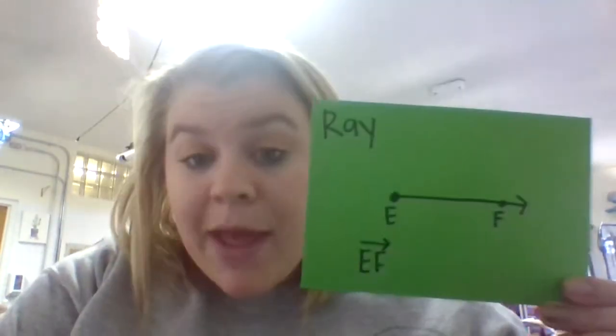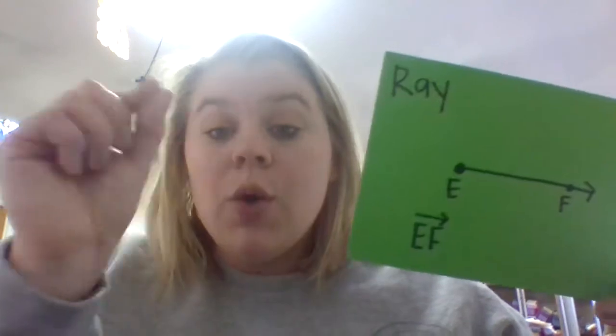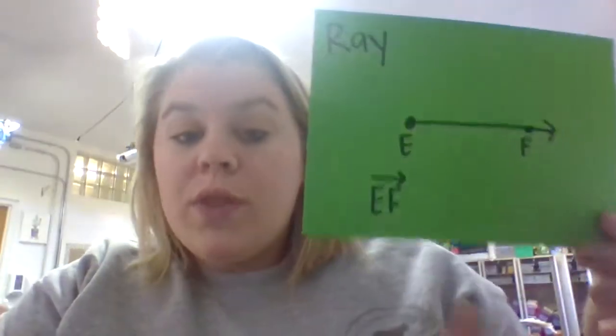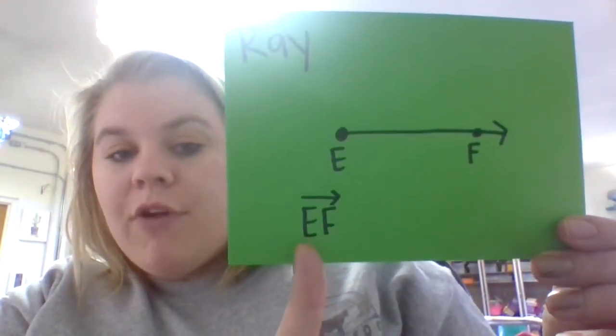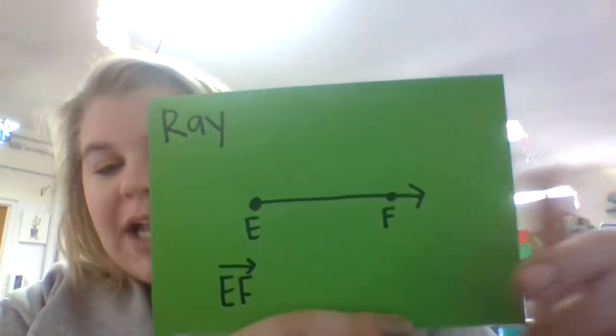Now, when we name a ray, it's different than when we named lines and line segments. Lines and line segments, we could name them in any order. It didn't matter. With rays, it does matter because you have to name it from the endpoint to the direction where the line continues.